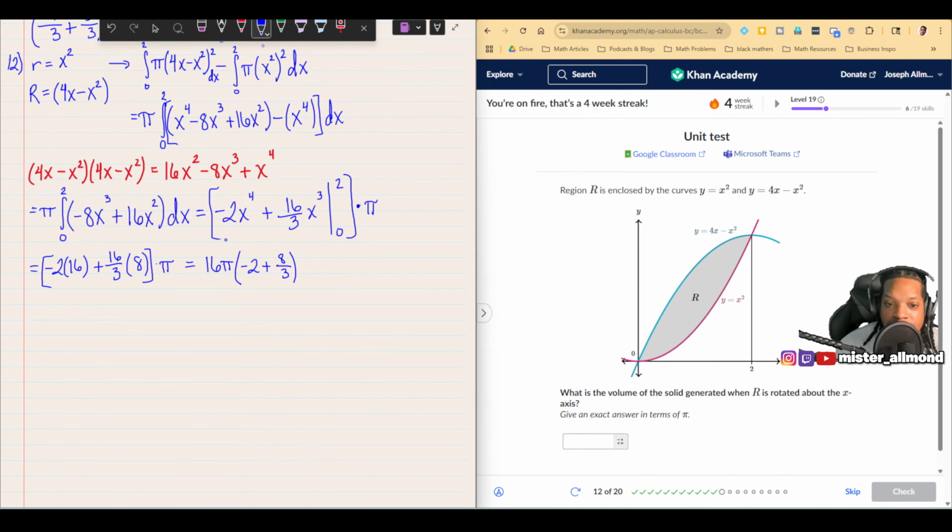So that becomes 16 pi times 8 minus 6 is 2. So I get a 2/3 times 16 pi. 16 times 2 is what? 32?